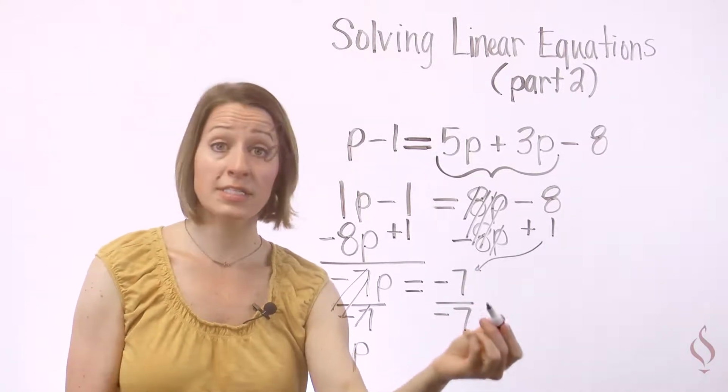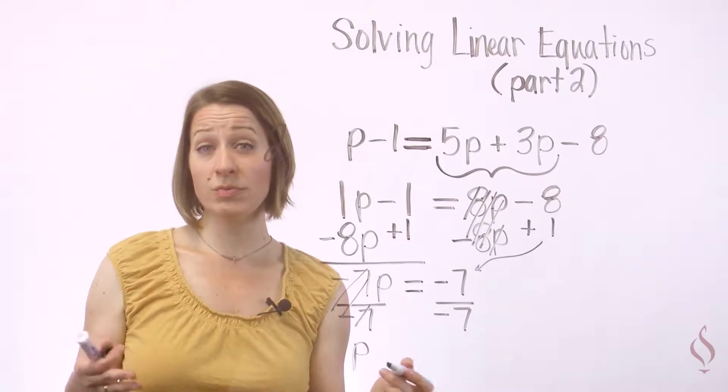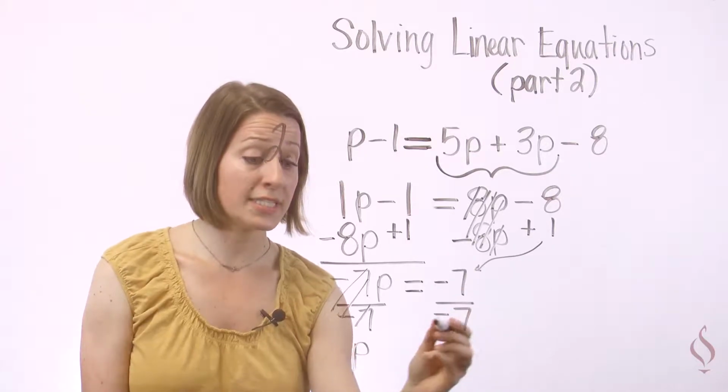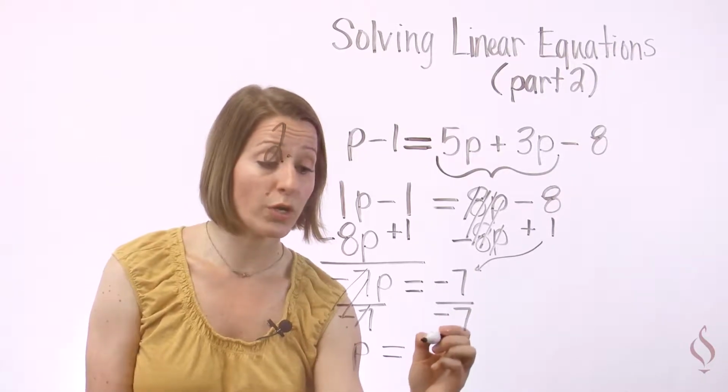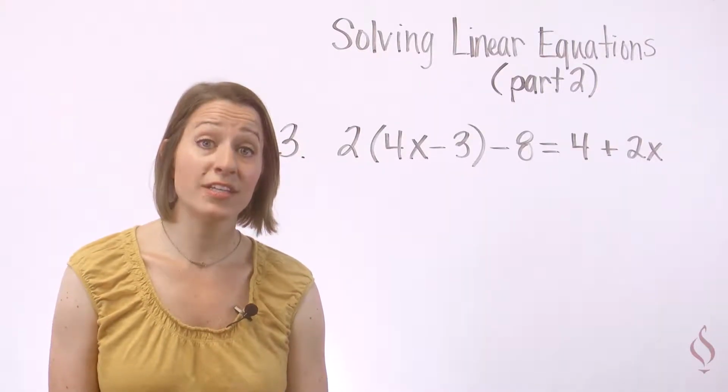And over here it's the same thing. We could cross this out, but I don't want you to put 0 because that would be the incorrect answer. This is a number over itself, which is equal to 1 whole. So this problem, p is 1. Okay, guys, let's do one more together.